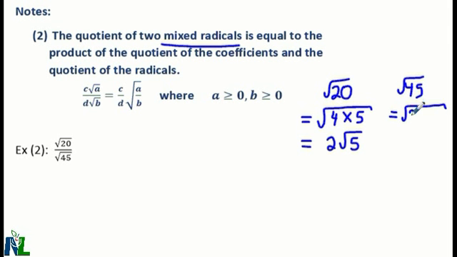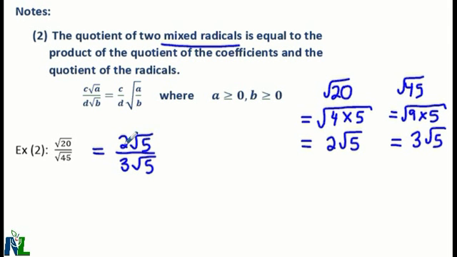I know the largest perfect square which multiplies to give 45 is 9 times 5, so that would give me 3 root 5. Now this results in two mixed radicals. Root 20 is 2 root 5, and on the bottom I get a 3 root 5. Now if you notice, 2 and 3, they can't really be divided by one another, so I'm going to keep that as a fraction, 2 over 3.